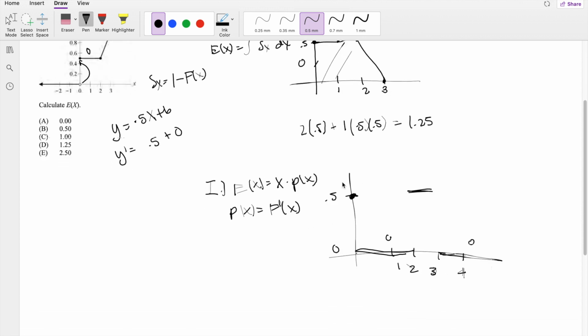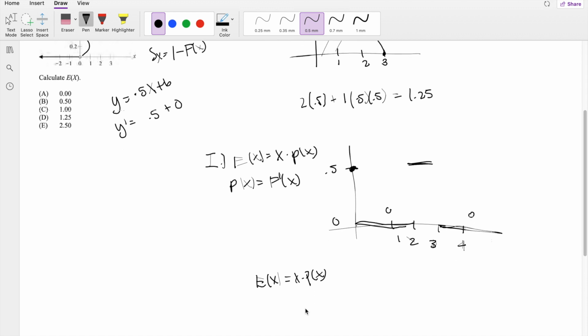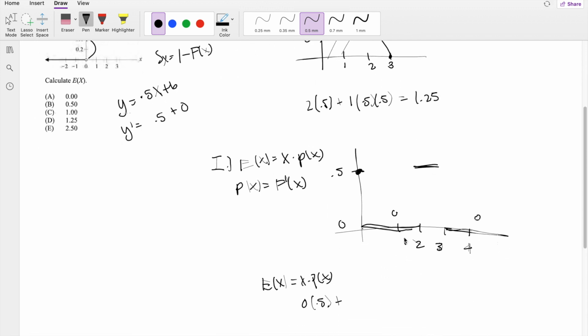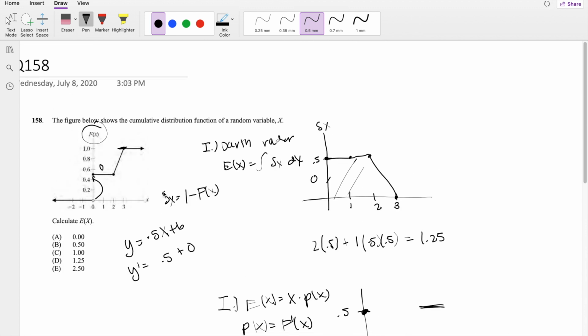So either way, the expectation of x is equal to x times the probability of x. At x equal to 0, the probability is 0.5. For values between 2 and 3, because we know this is a uniform distribution, we can just take the average, so 3 plus 2 over 2 times 0.5. This is equal to 1.25 as well. So our answer is D.